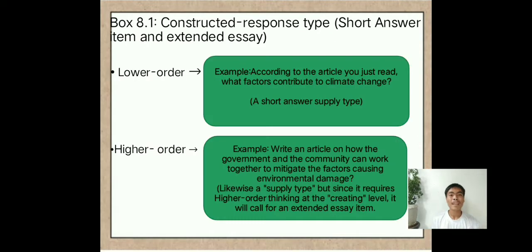test. So in Box 8.1, constructed response type, it is either a short answer item or an extended essay. In lower order, for example: according to the article you just read, what factors contribute to climate change? It is all short answer supply type. In higher order, for example: write an article on how the government and the community can work together to mitigate the factors causing environmental damage. Likewise, it is under supply type, but since it requires higher order thinking at the creating level, it will call for an extended essay item. So that's the difference between the lower order and higher order.